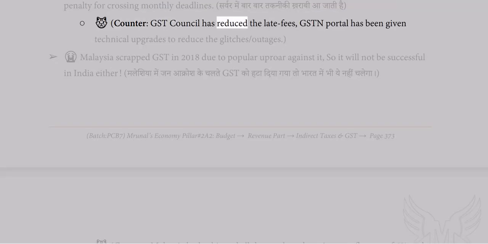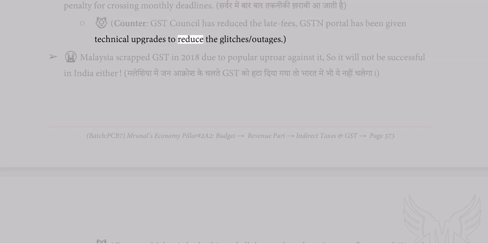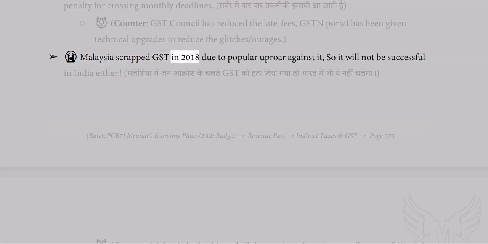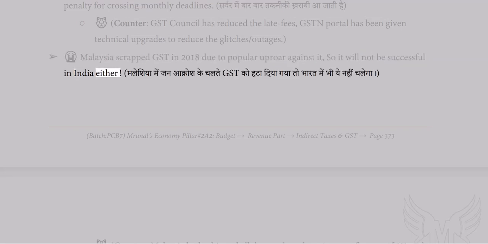Counter: GST Council has reduced the late fees. The GSTN portal has been given technical upgrades to reduce glitches and outages. Malaysia scrapped GST in 2018 due to popular uproar against it, so it will not be successful in India either. GST.